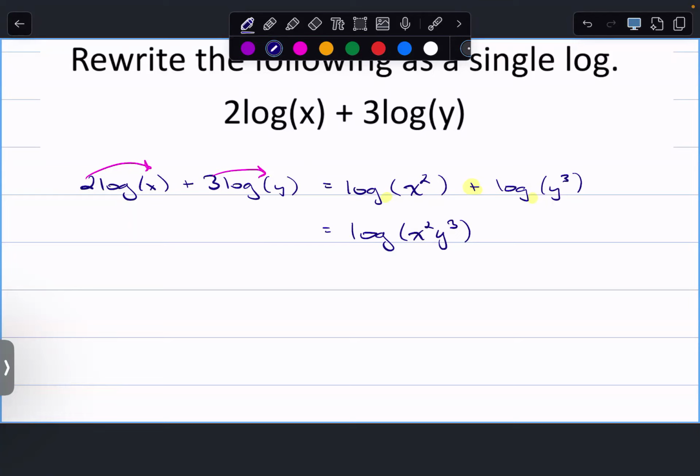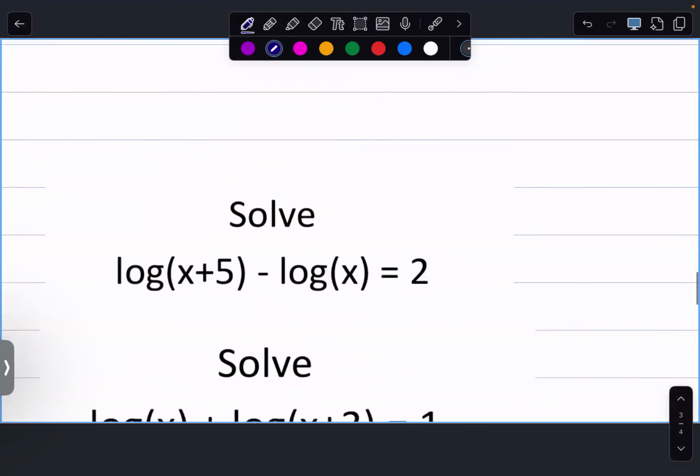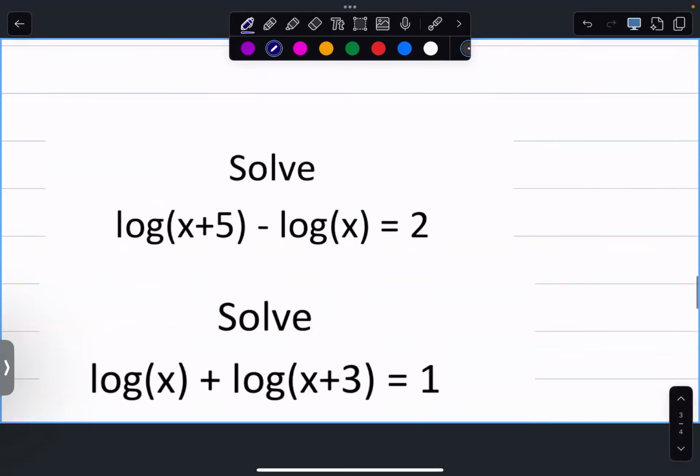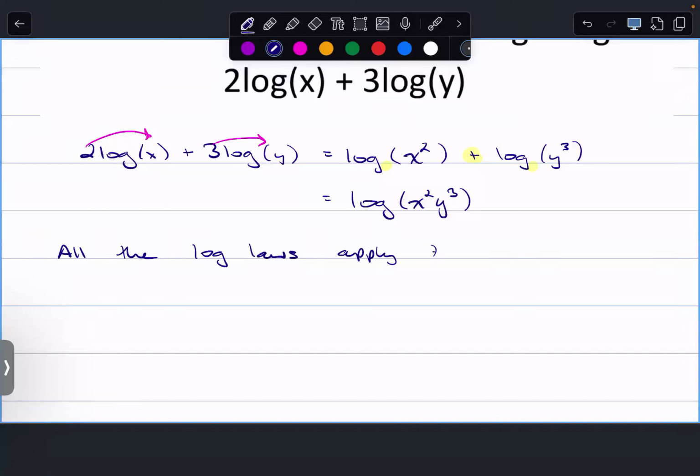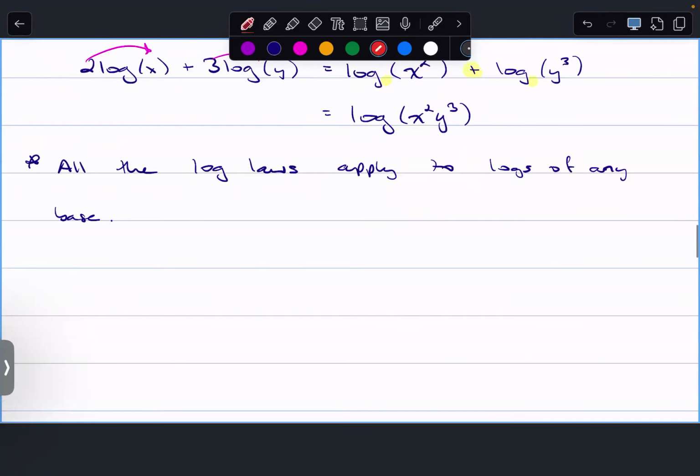Nice. Okay. All these properties, let me just write a note here. All the log laws, just because I think it's more fun to say log laws, apply to logs of any base. Right, so that's good to remember.